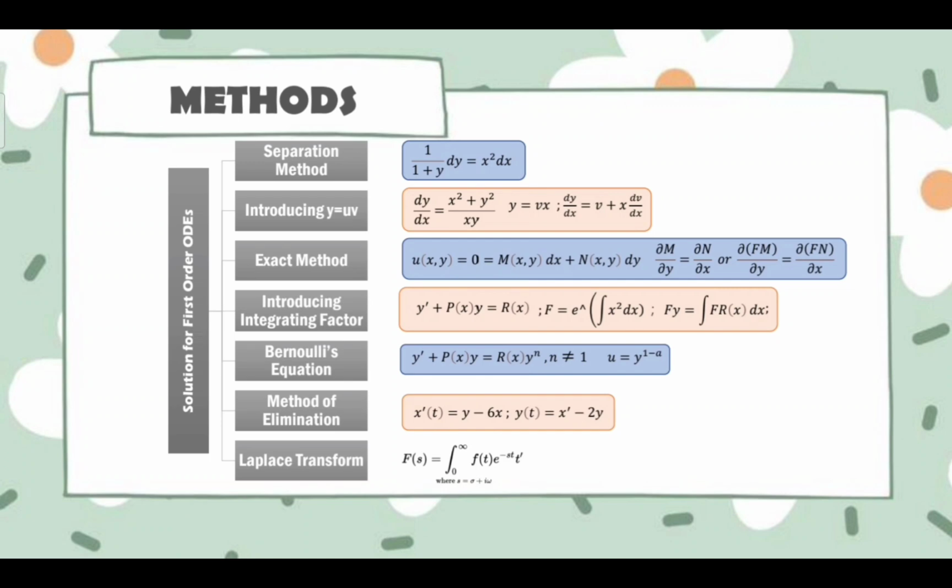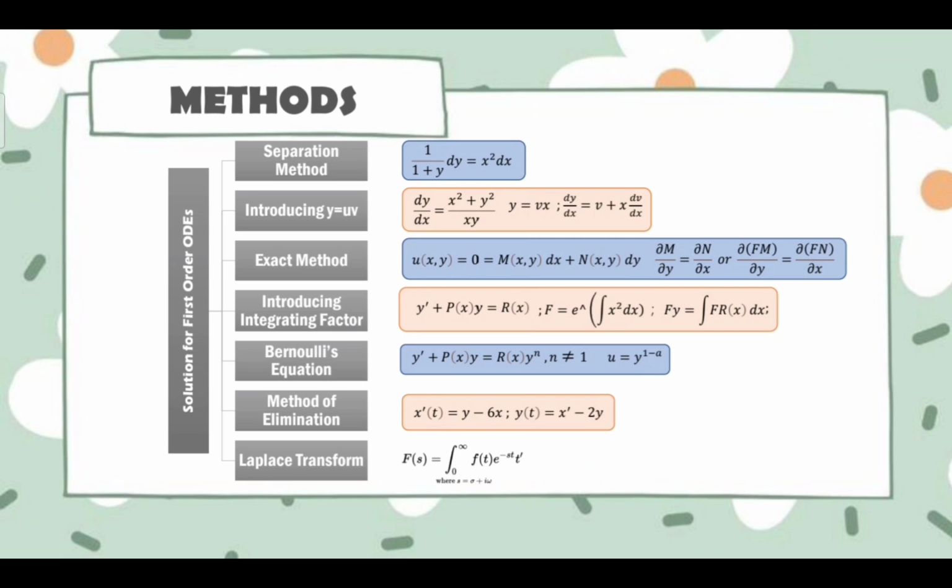As for first order, the separation method is used when the dependent and independent variables are separable. Introducing y equal to uv is used where the ODE is non-separable but homogeneous linear. The exact method is used when the ODE is in this form and partial M over partial y is equal to partial N over partial x. If not, an integrating factor must be introduced.